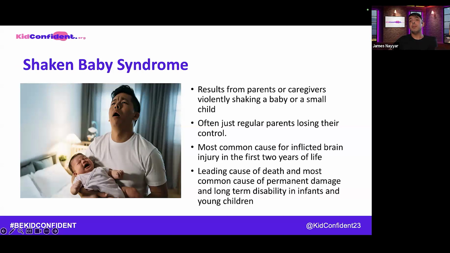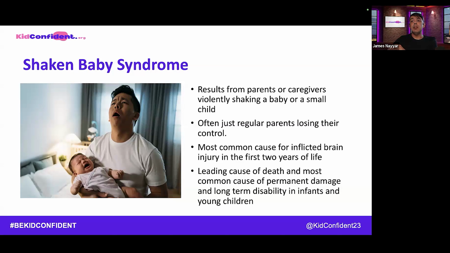Because caring for a baby can be very rewarding, loving, and exciting, but it can also be really frustrating at times. And shaken baby syndrome is a thing and is defined as a severe form of child abuse, actually, that results from parents or caregivers violently shaking a baby or a small child. It's the most common cause for inflicted brain injury in the first 2 years of life, and it's also, sadly, the leading cause of death and the most common cause of permanent damage and long-term disability in children and infants who have been physically abused.